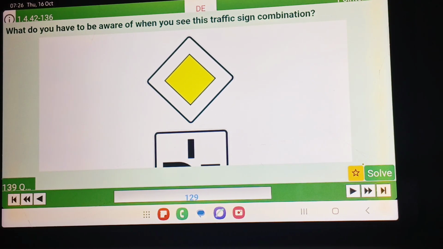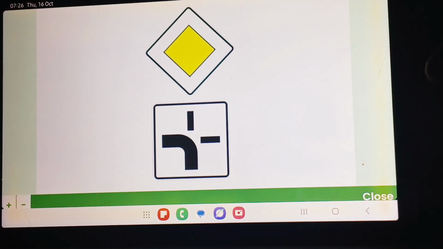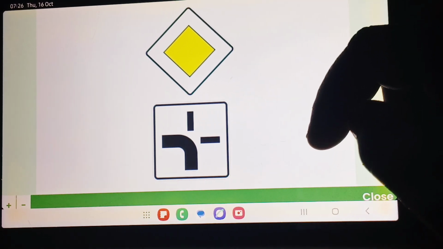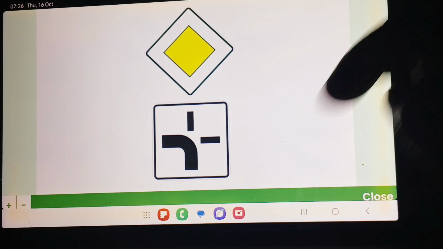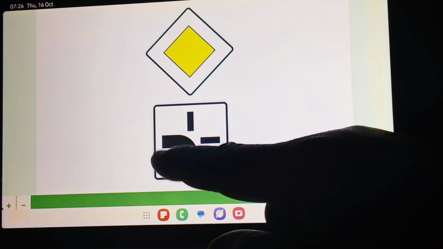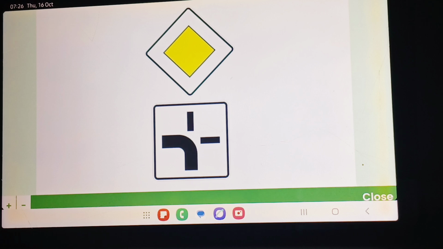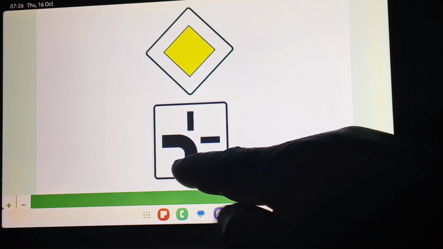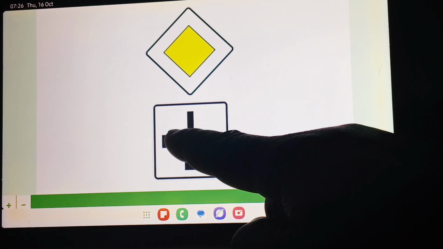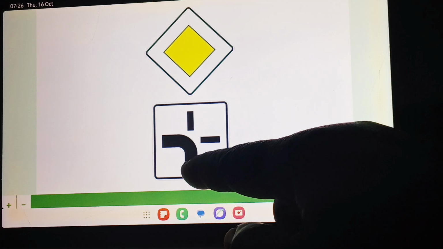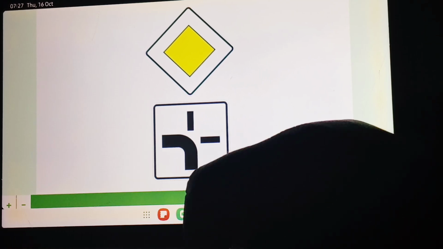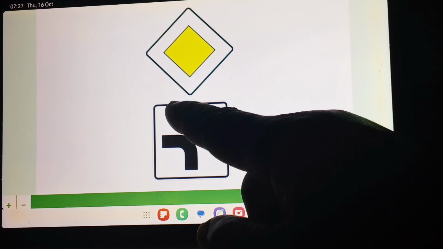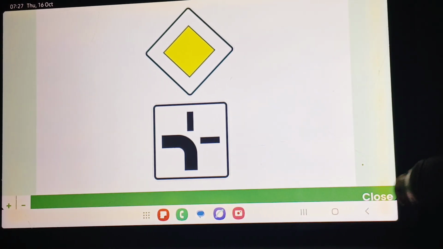What do you have to be aware of when you see this traffic sign? If you see this sign, this is a priority road. And the priority road is turning left. This thick line is the priority road. So if you are on this thick line, you have right of way over this tiny line. If you are driving on this thick line, you have right of way over vehicles traveling on this tiny line.